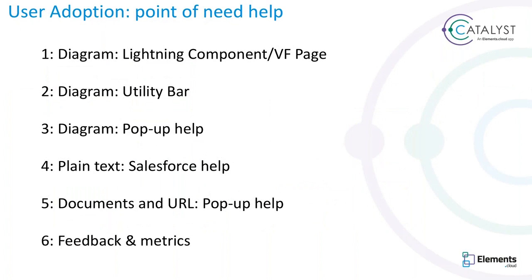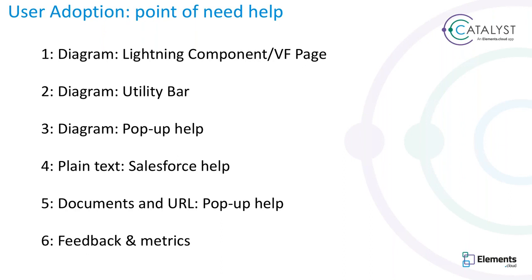So I want to go through 6 different things. First of all, how do I embed that process diagram inside a page, inside a Lightning page or a Classic page? Secondly, how do I use the utility bar? In Lightning, maybe some of you haven't found the utility bar. Fantastic resource which you can program. So how do I put a diagram in the utility bar? How do I basically extend the Salesforce help icon to pop up a diagram? So that's diagrammatic help, using those process diagrams.